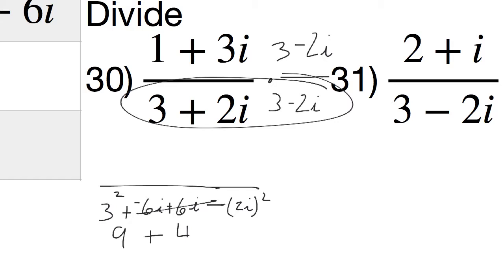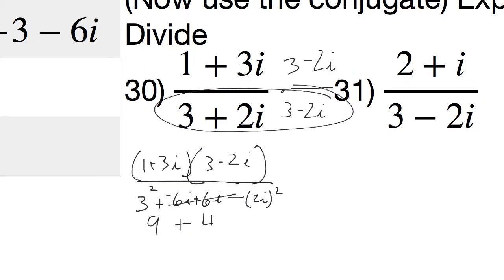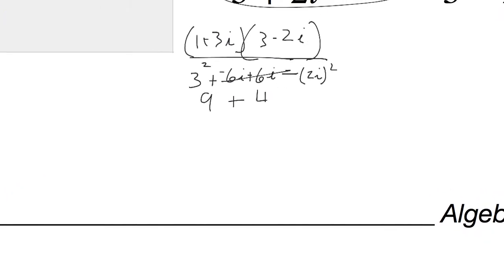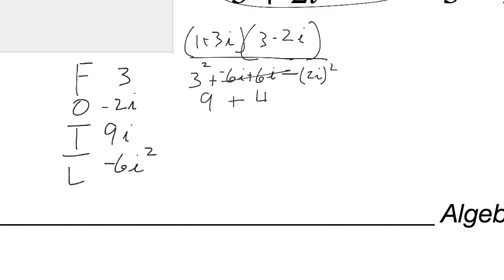This is still going to be 1 plus 3i and 3 minus 2i. I think what I'm going to do is FOIL this. First terms would be 1 times 3, which is 3. Outside terms would be negative 2i. Inside terms would be positive 9i. And last terms would be negative 6i squared, which is equal to positive 6.